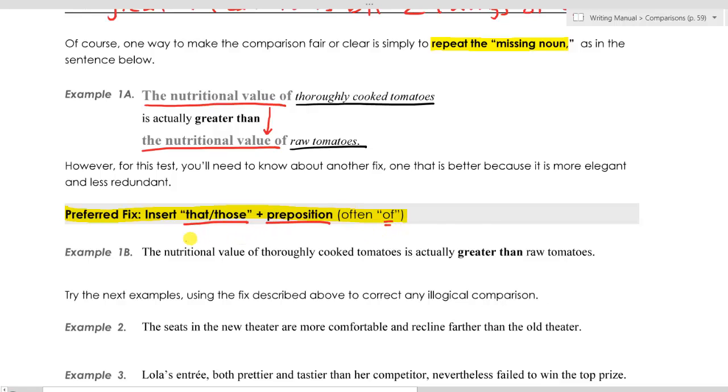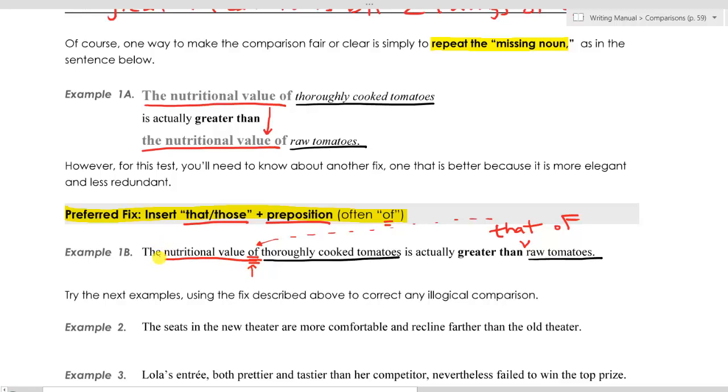of. The way that would work in example 1b, we would have, again, the nutritional value of, and then we have these types of tomatoes, thoroughly cooked tomatoes. And then remember, the problem here is that we just have raw tomatoes. So what we would need to insert here before raw tomatoes is the pronoun that, and that would be referring back to nutritional value. It's just a pronoun replacing nutritional value, that noun, and of. And that of is the same as, or parallel with, this of here.